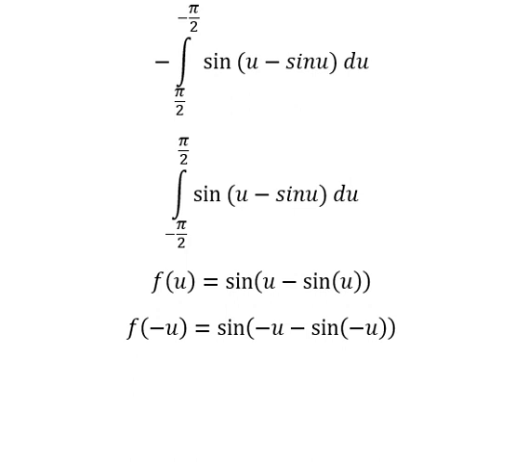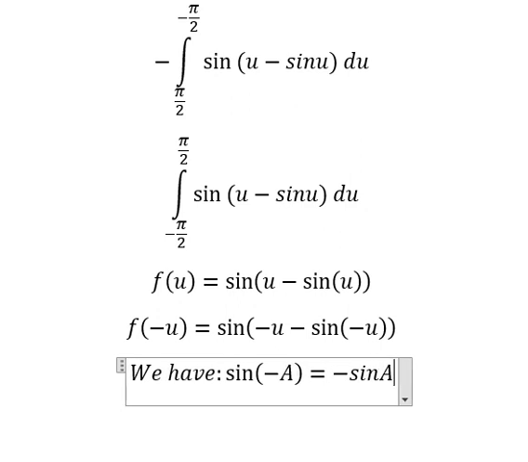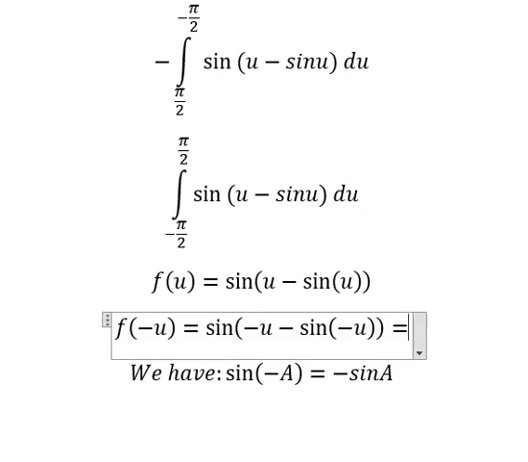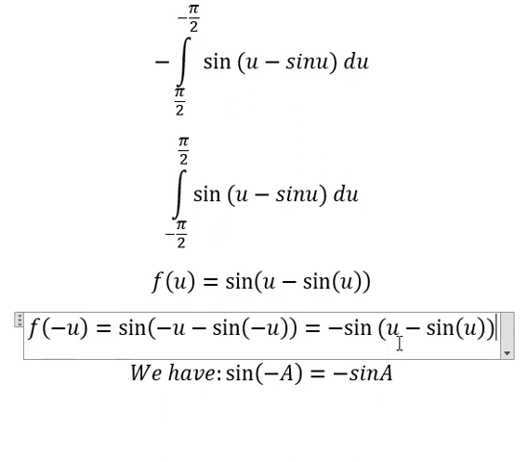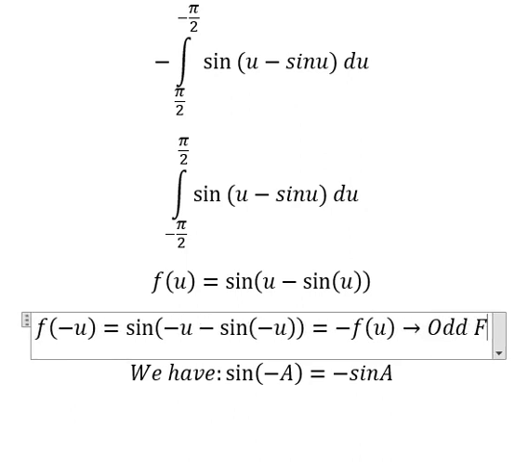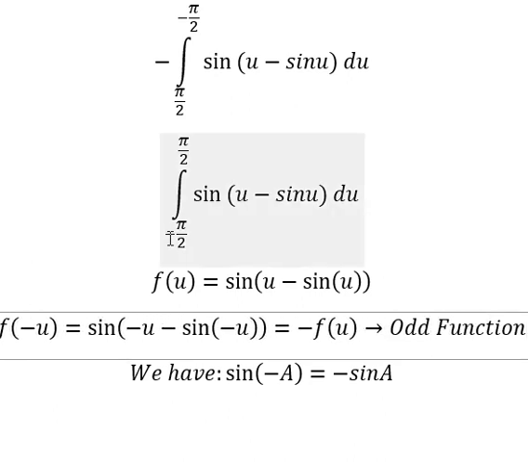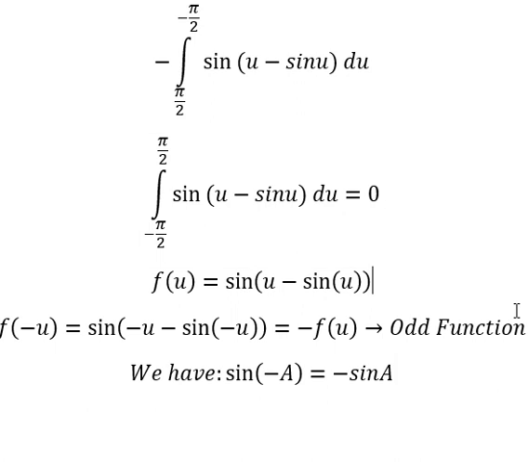We remember the formula sine of negative θ equals negative sine θ. Now if I put the negative outside everything in here, we have negative sine u minus sine u. And this one is f of u. So we can see that this is an odd function. And we know that the bounds are symmetric. So this one, you get 0. This is the end. Thank you for watching.